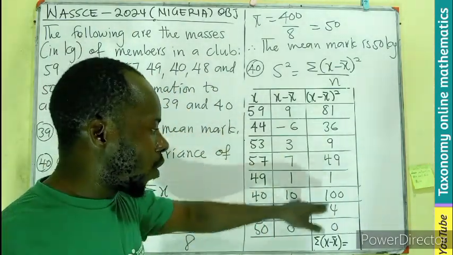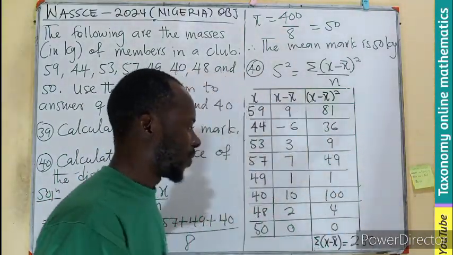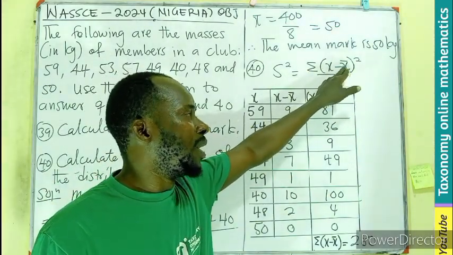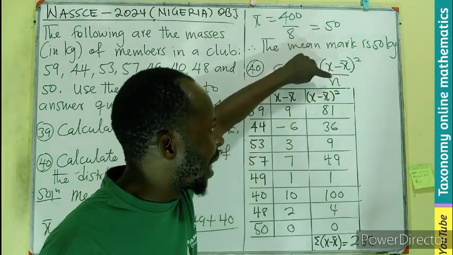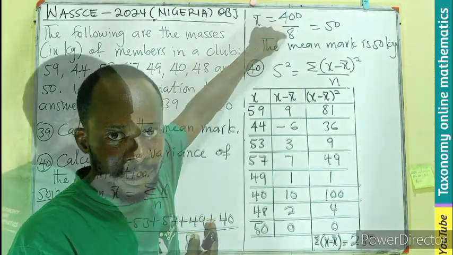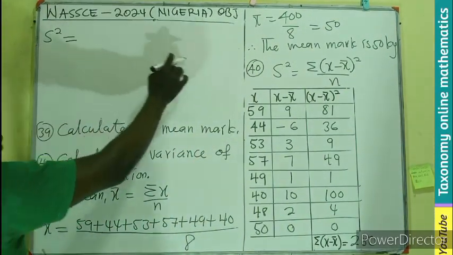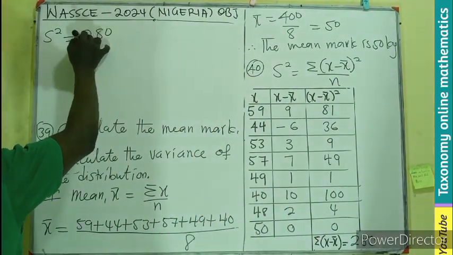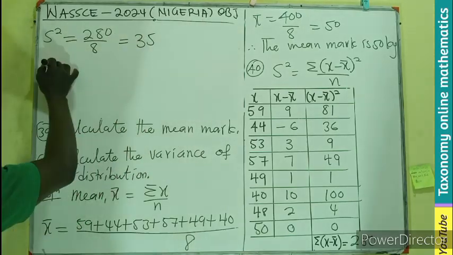If we add all of this, we should be getting 280. So this becomes the summation of x minus the mean, all squared. We only substitute this into the numerator, then the denominator will be 8. Then our answer will be derived. So we can say from here that our variance will be equal to 280 divided by 8, and that gives us 35.